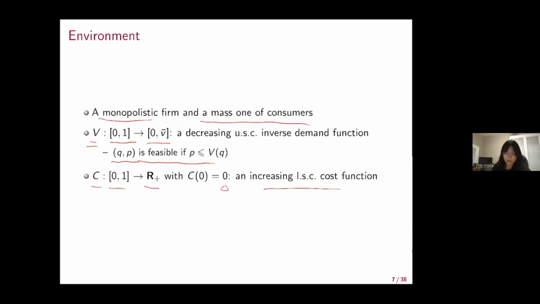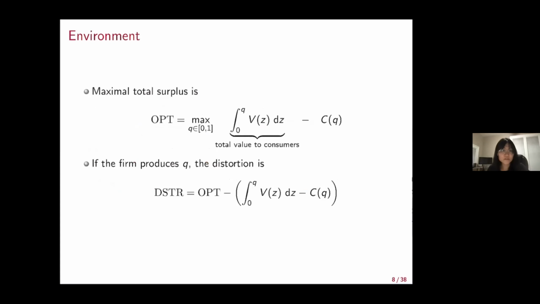Given a cost and demand function, we can characterize the maximum total surplus in the market. Basically, this is given by the total value to consumers if the firm produces Q units minus the cost of producing Q units, and we maximize over Q. That is the efficient quantity that the firm should produce. If the firm instead produces Q units, the distortion is given by the difference between the maximum total surplus and the actual surplus.